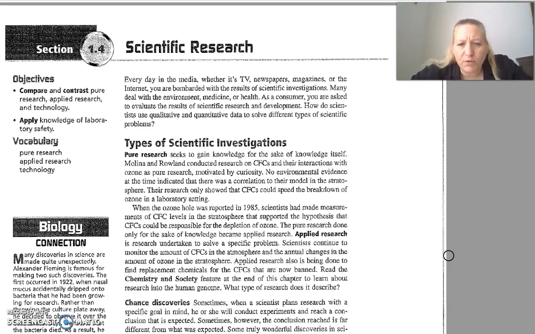When the ozone hole was reported in 1985, scientists had made measurements of CFC levels in the stratosphere that supported their hypothesis that CFCs could be responsible for the depletion of ozone. The pure research done only for the sake of knowledge became applied research. Here's another definition that you might want to stop and record. Applied research is research undertaken to solve a specific problem.